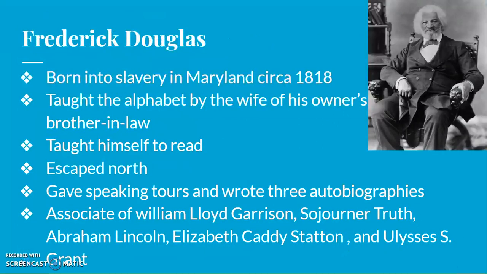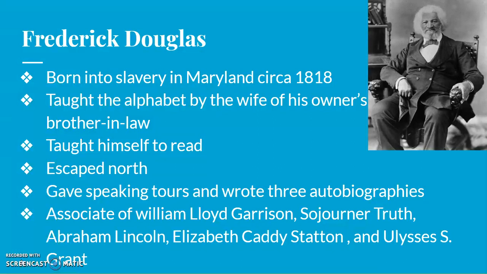Now, let's talk about Frederick Douglass. Frederick Douglass is our next major figure we're going to look at. He was born into slavery in Maryland sometime around 1818. Due to the nature of record keeping at this time, his exact date of birth is not known. He was taught the alphabet by the wife of his owner's brother-in-law. And later on, he taught himself to read based on the alphabet that he learned.